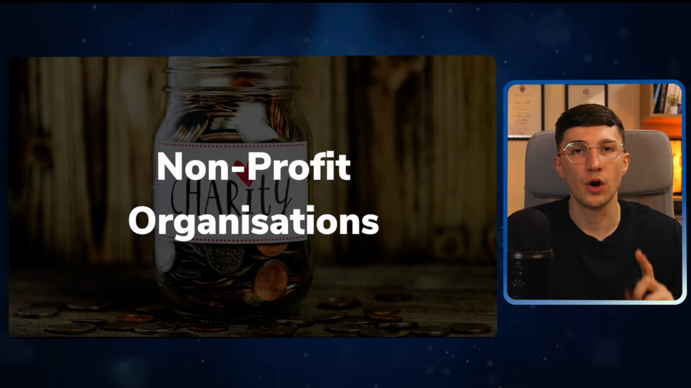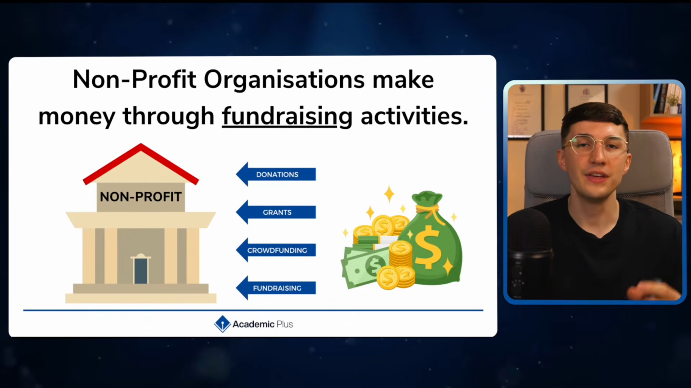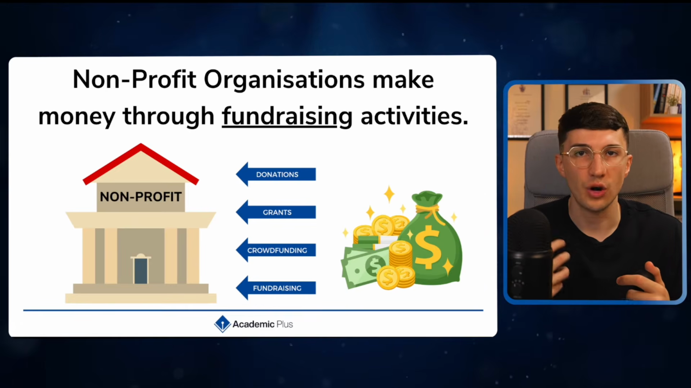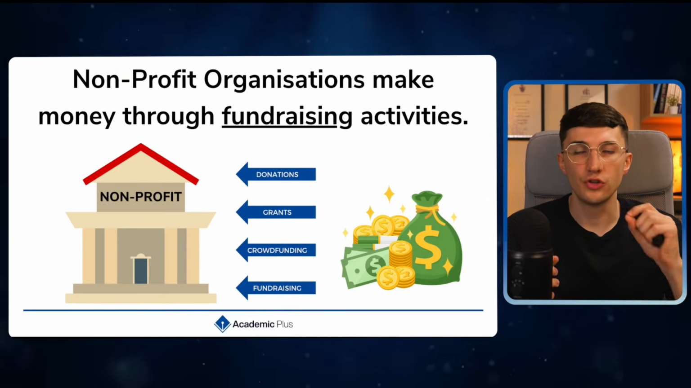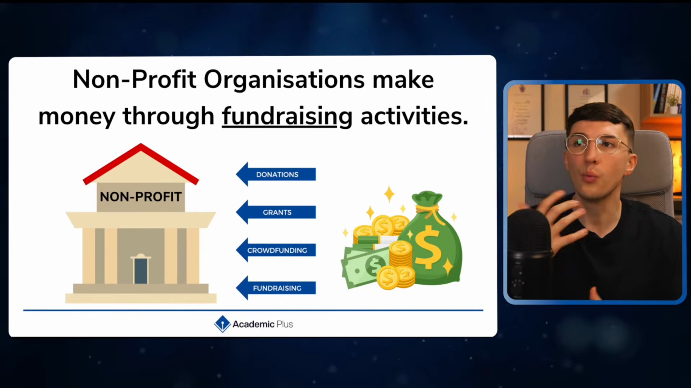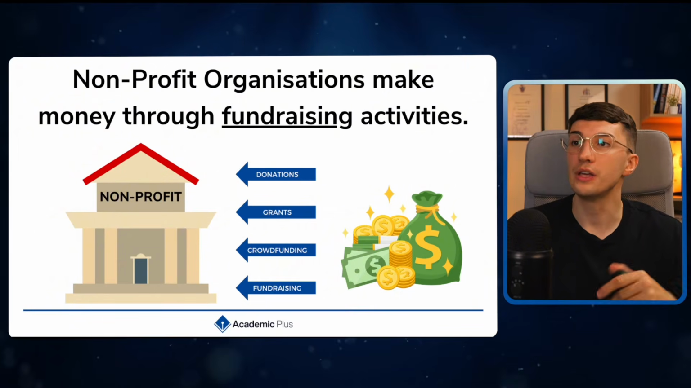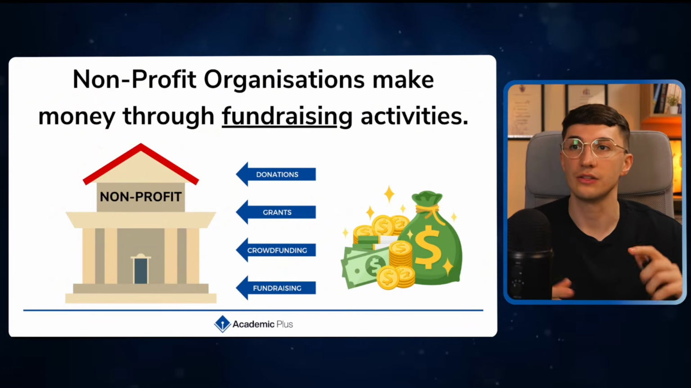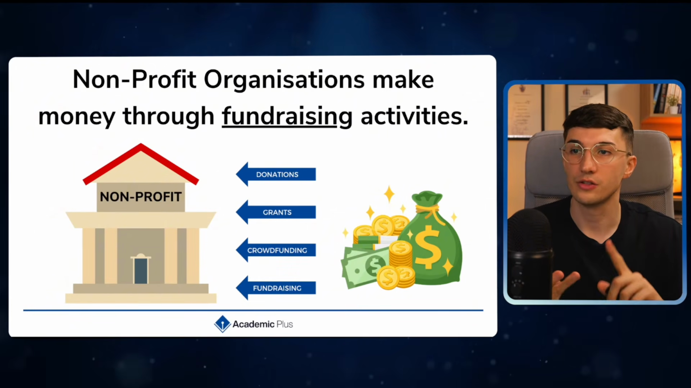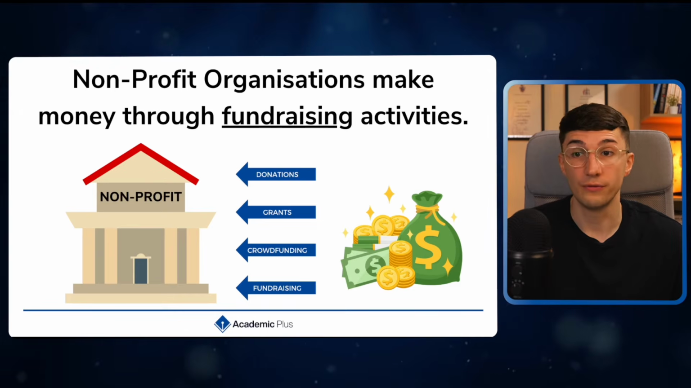The next type of business form, and we're stepping away from those unincorporated and incorporated differences, we're now looking at our non-profit organisations. And these are entities that aim to fulfil a social objective rather than just pursuing a profit objective. And the way a non-profit organisation makes money is through different fundraising activities, such as donations, grants, crowdfunding, and anything else to do with fundraising.